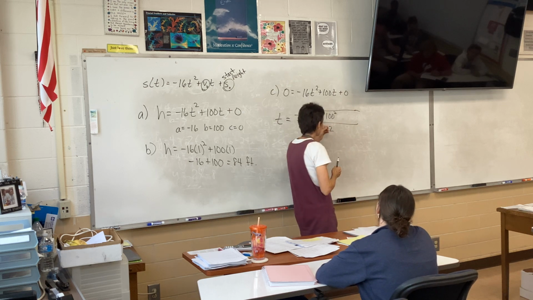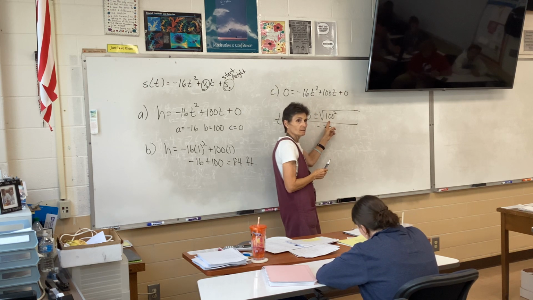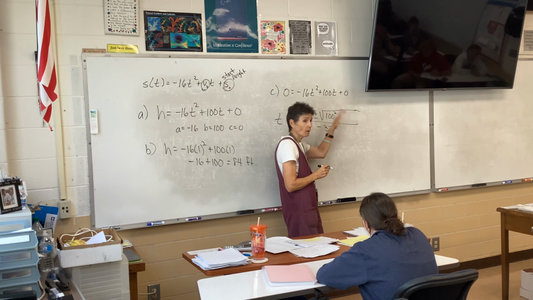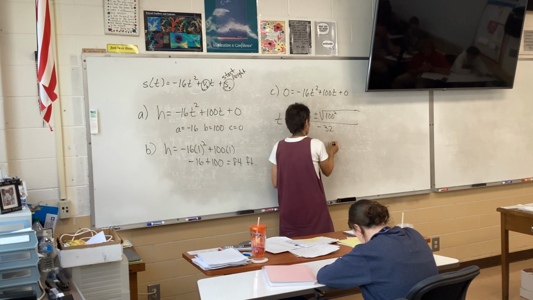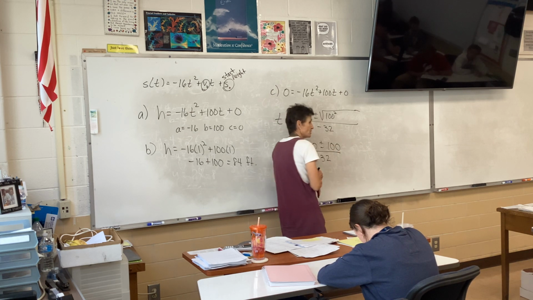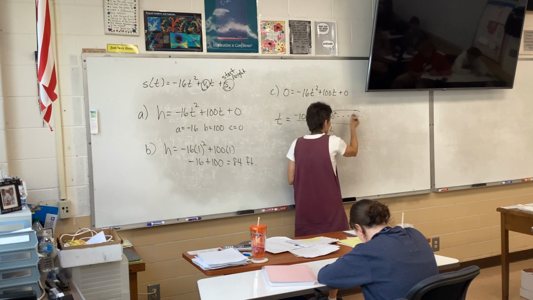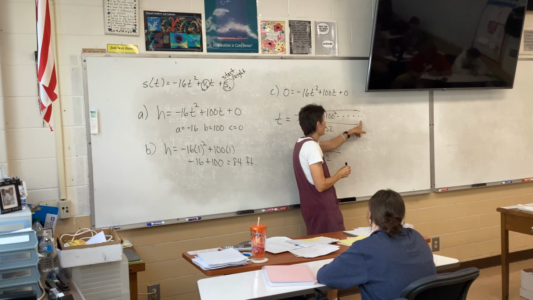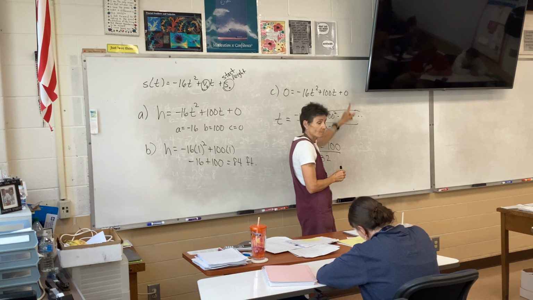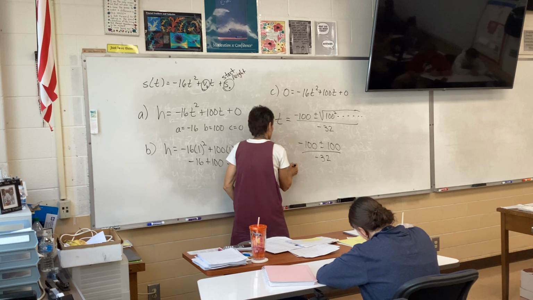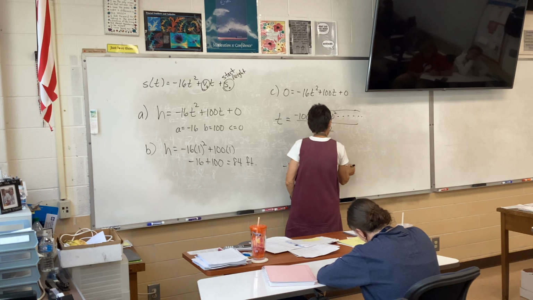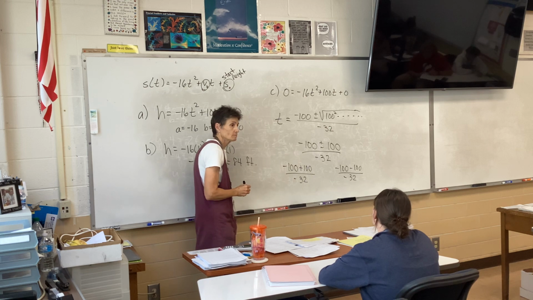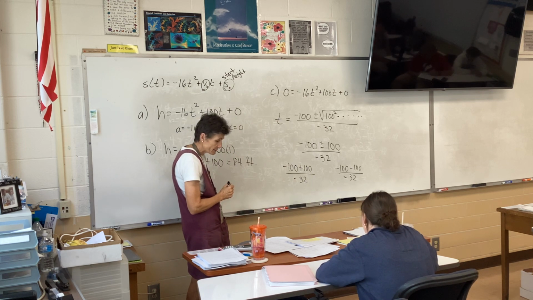So what do I have? The square root of 100 squared, which is 100. Now if you type all this in, you're going to end up with negative 100 plus or minus 100 over negative 32, because all of this stuff became 0 because you were multiplying by 0. So my two answers are negative 100 plus 100 over negative 32, and negative 100 minus 100 over negative 32. So you can go ahead and type them in.